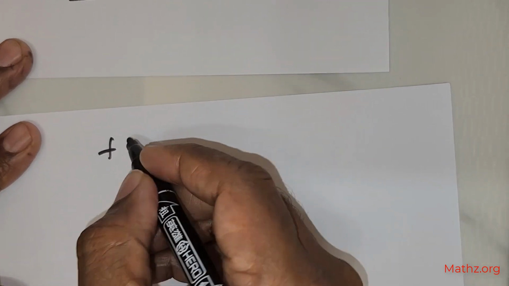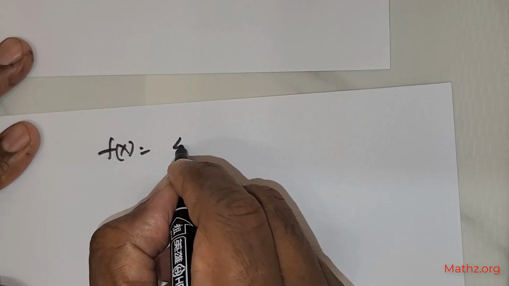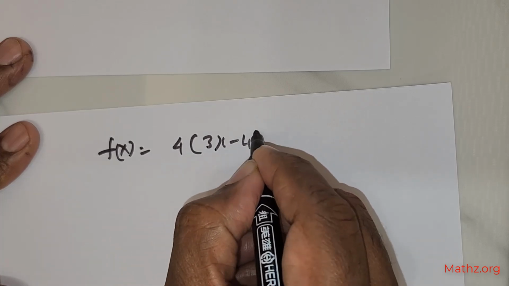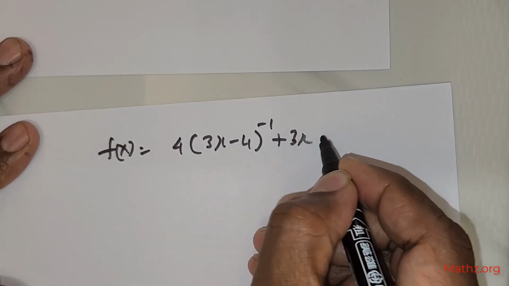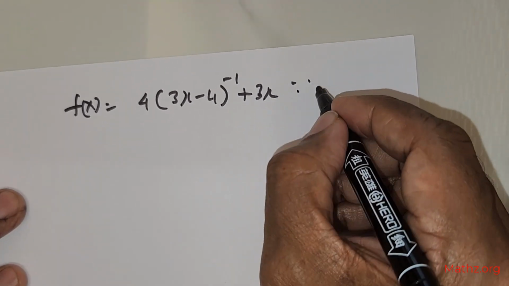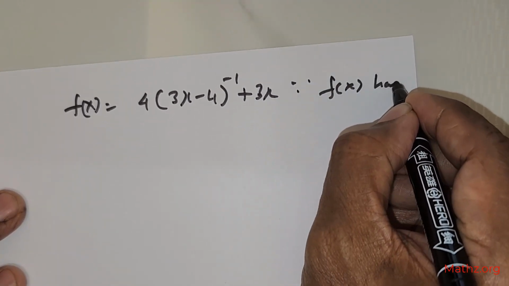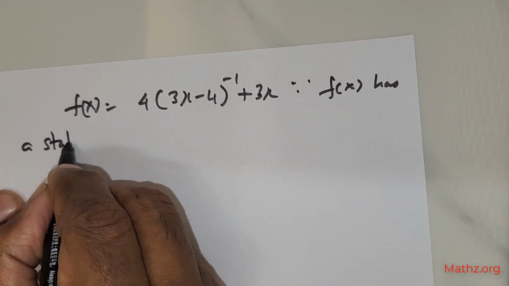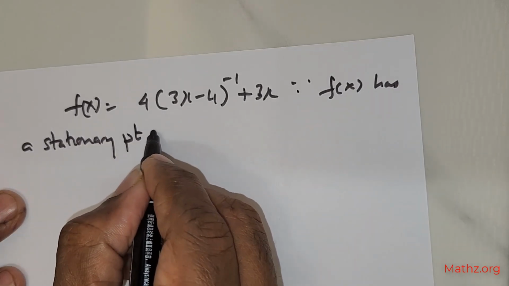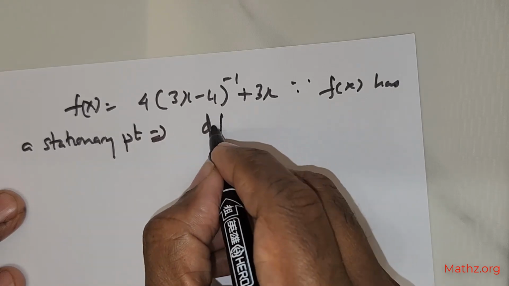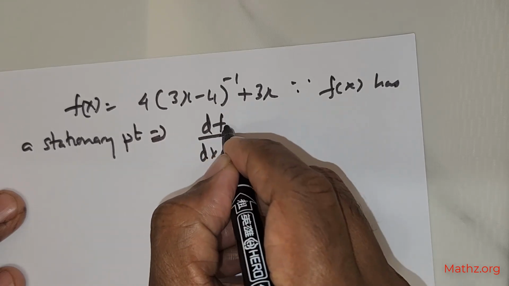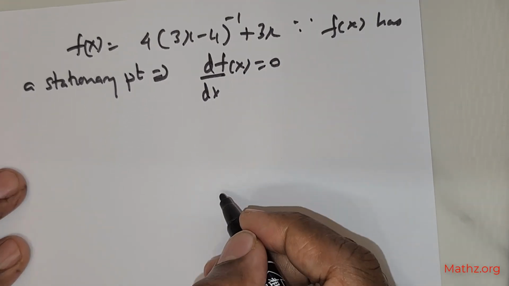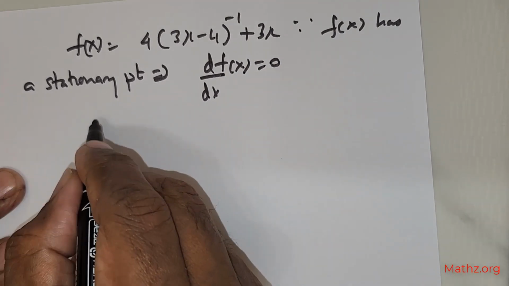So let me move to the next slide and do this question. So f of x is 4 times (3x - 4) raised to the power of negative 1, plus 3x. Since f of x has a stationary point, this means d over dx of the function is equal to 0. So we have to find this.